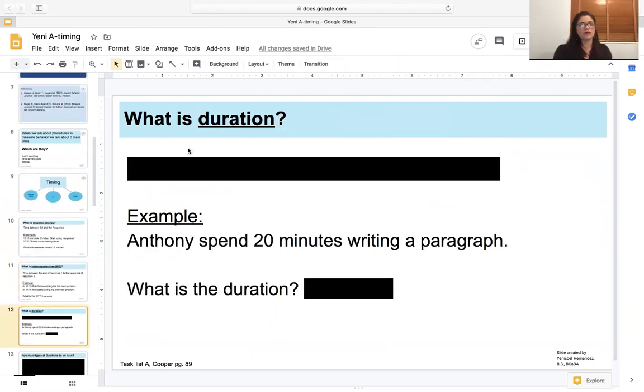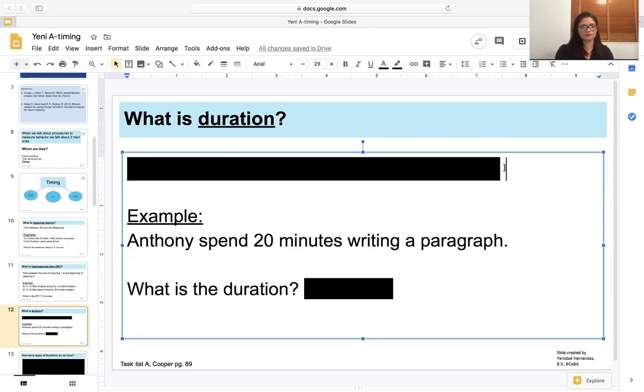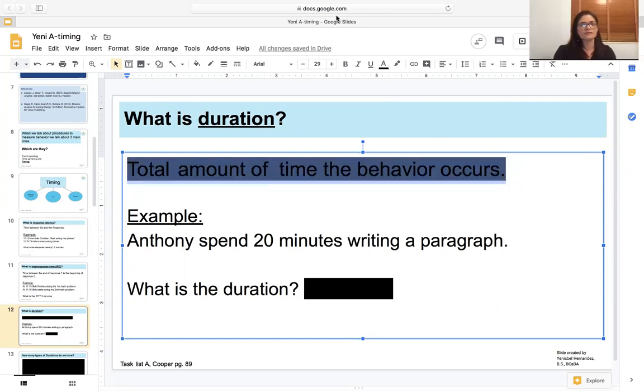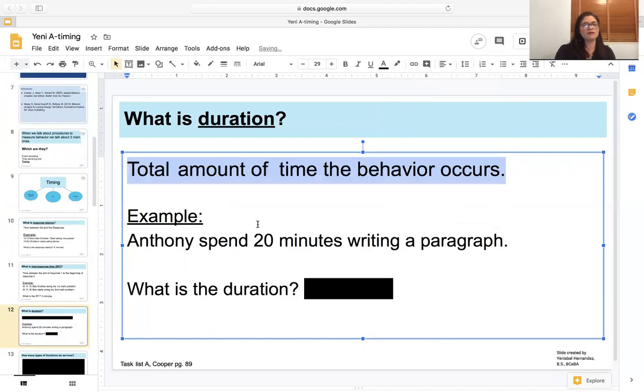You guys are doing this fast. This one is relatively easy. What is duration, guys? Ninette, you want to answer? You're on screen. Okay, so what was the question? What's duration? Yes, the amount of time a behavior occurs. Perfect. The total amount of time the behavior occurs.